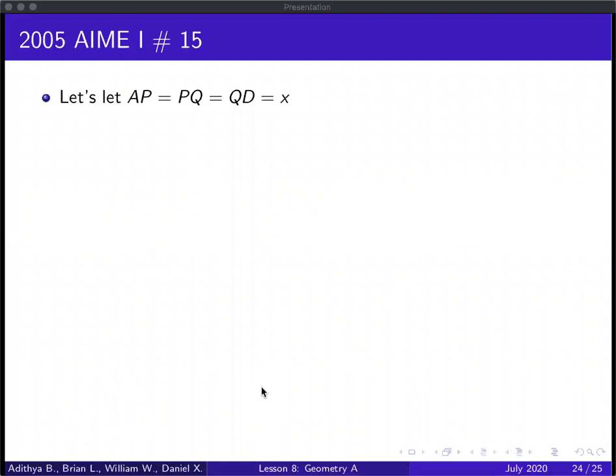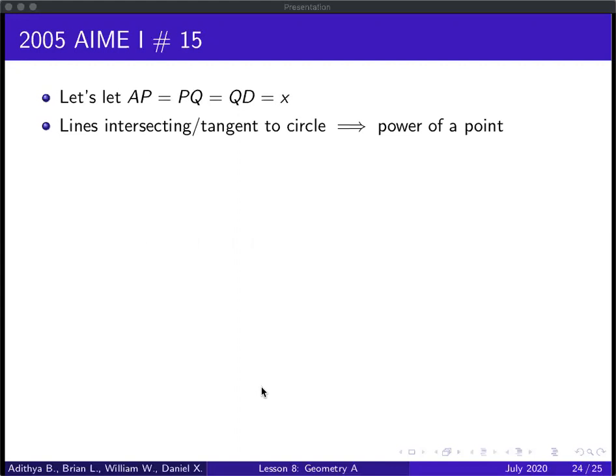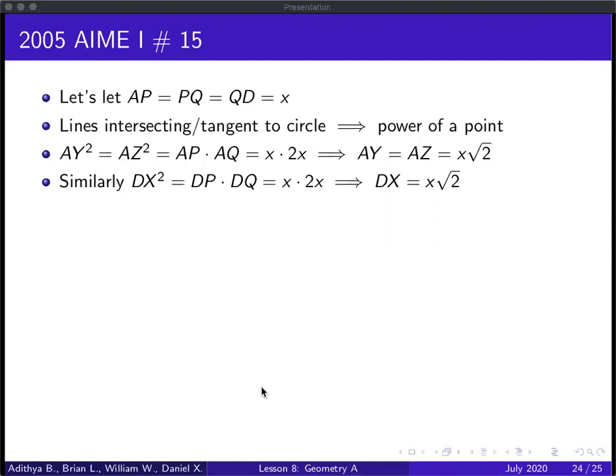So let's first try power of a point from A. We know that AY squared and AZ squared are both equal to AP times AQ by power of a point. Now AP is x and AQ is 2x. So that means that AY and AZ are both x root 2. And similarly, let's try taking power of a point from D. Then DX squared is equal to DP times DQ. And so DX also ends up being x root 2.